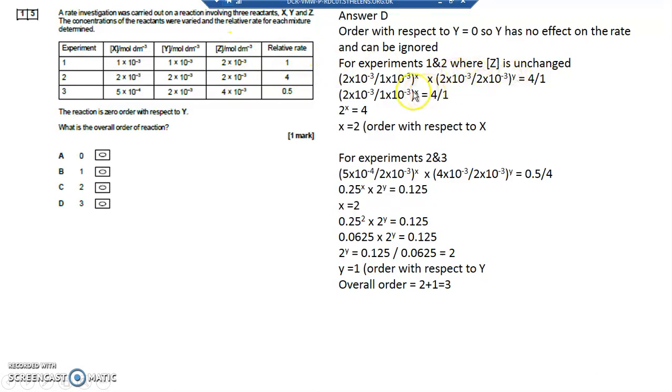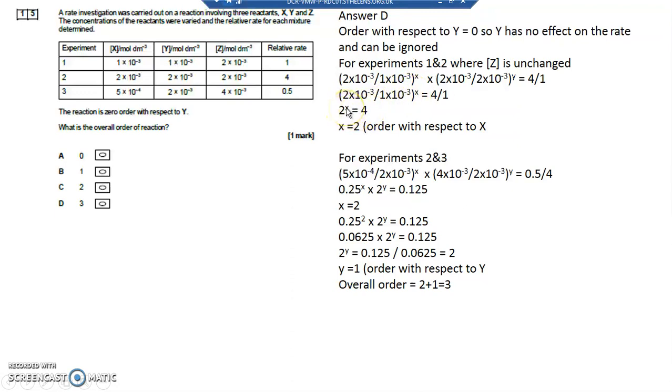Those two are going to cancel, so 2 times 10 to the minus 3 divided by 1 times 10 to the minus 3 to the power x is 4 divided by 1, so we have the reaction rate 4 divided by 1 here. So that's 2 to the power of x equals 4.